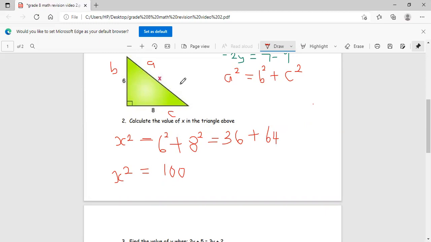I'm looking for x, not x squared. So I have to find the square root of both sides. Can you see now? The square and the square root will cancel. I have my x. So my x will now be equal to the square root of 100, which is 10. And that is all you are looking for. This is called Pythagoras theorem. You can see how simple it is.